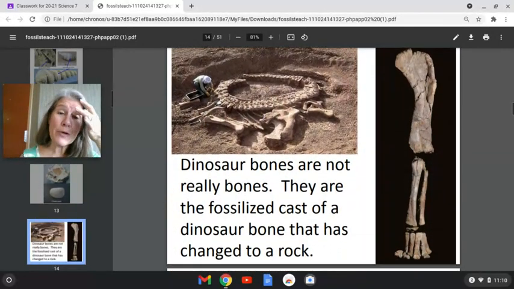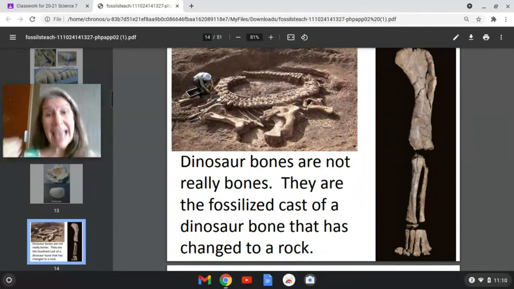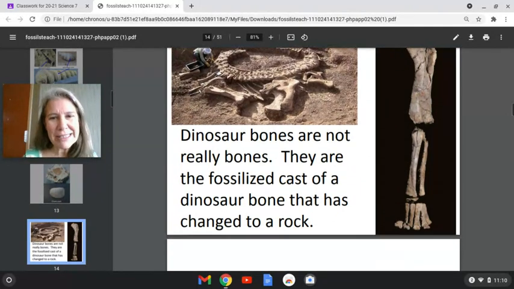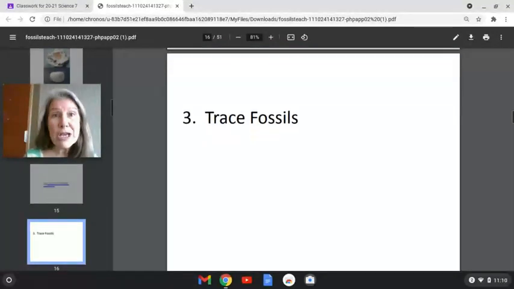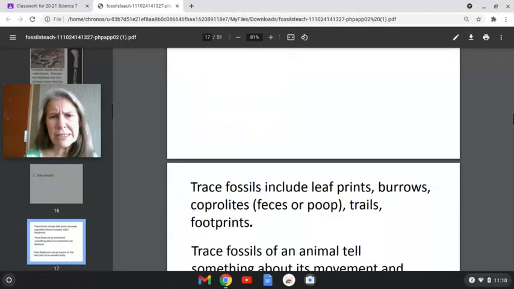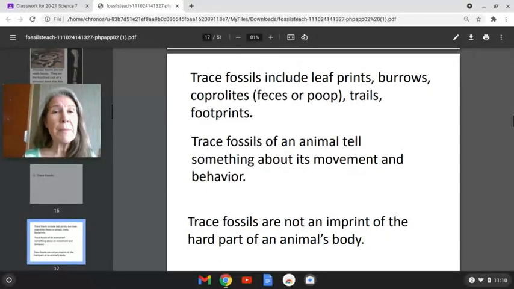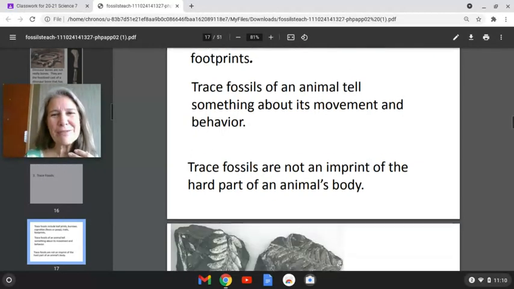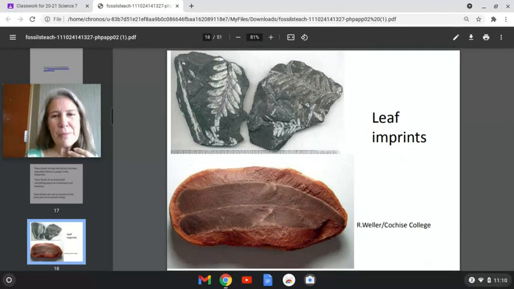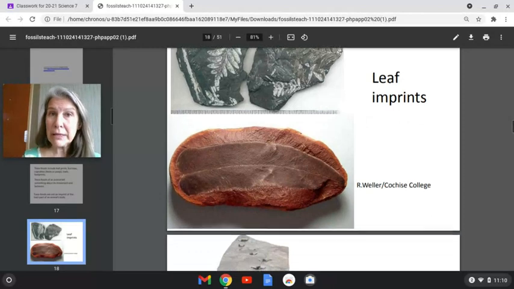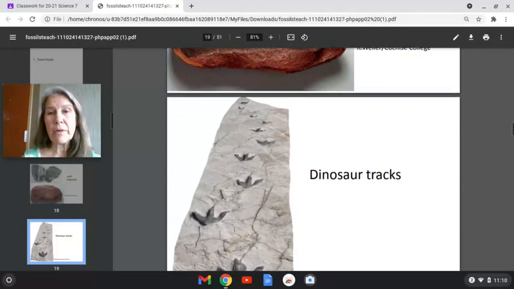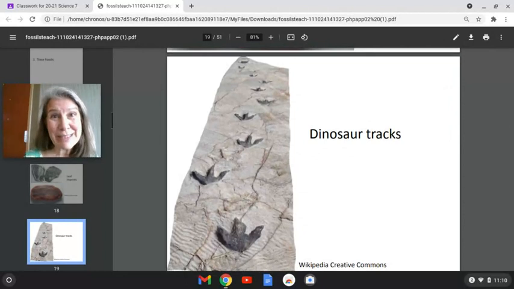So dinosaur bones really aren't bones. They're fossilized casts of bones that have been turned into rock. But that's what dinosaur bones are. Trace fossils. We didn't talk about trace fossils yet, but trace fossils would be leaf prints, burrows, coprolites. Remember, we're looking at our coprolite trails, footprints. There's a leaf imprint. We looked at a lot of those when we were looking at the fossil park from Colorado. Dinosaur tracks. This week we're going to be learning and looking a lot more at dinosaurs.